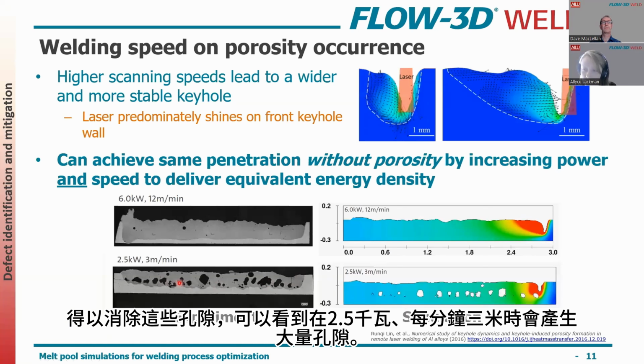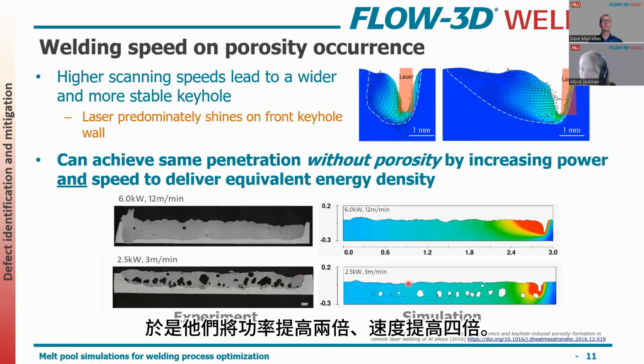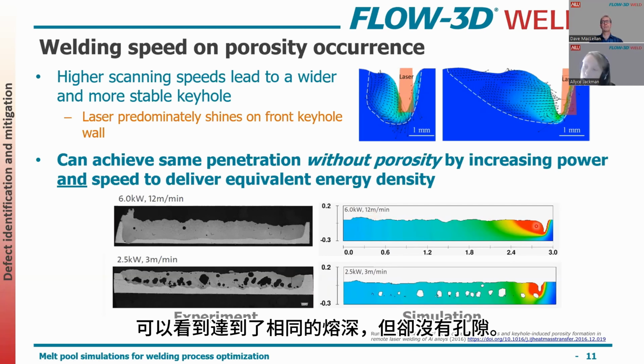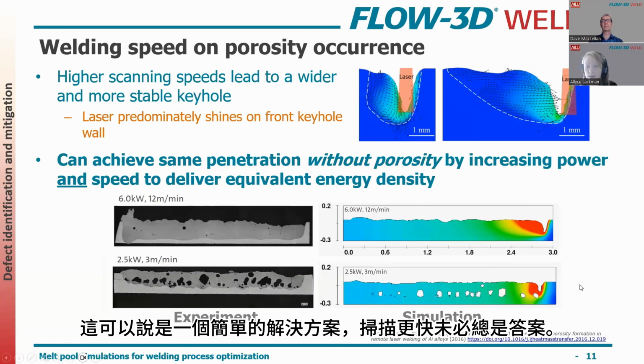So you can see here, 2.5 kilowatts, 3 meters per minute, you get a lot of that porosity. So they bumped up the power by 2 and bumped up the speed by 4. And then you can see they're delivering the same amount of penetration, but without the porosity. So that's kind of a simple solution here. Scanning faster isn't maybe always the answer.